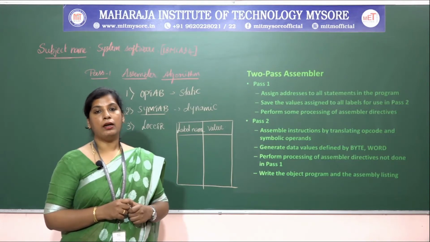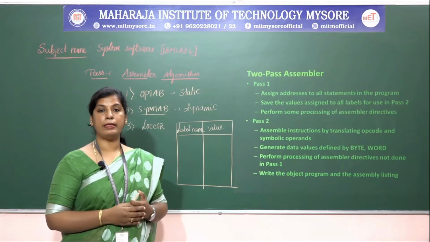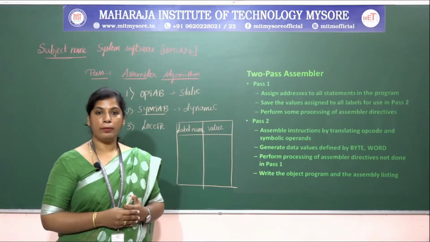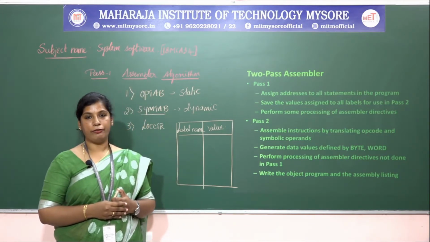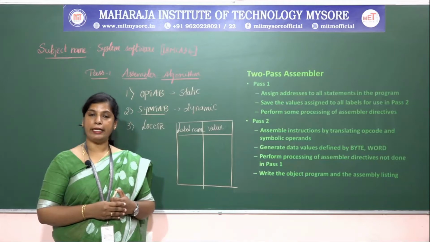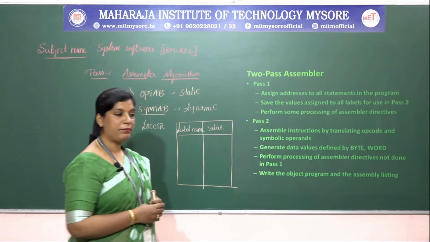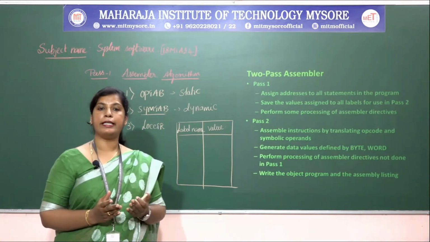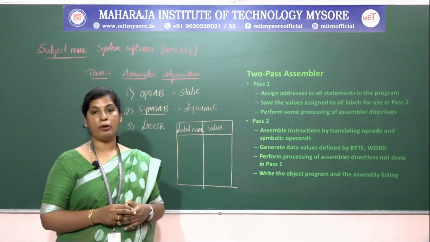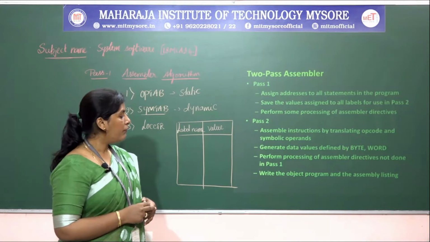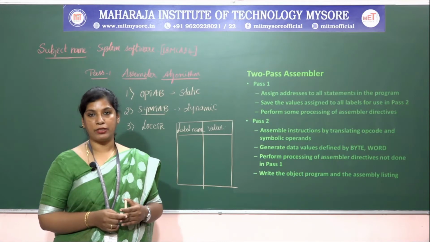As we know, there are different kinds of assembler directives. Object code is generated only for the constant values, that is BYTE and WORD. It does not generate any object code for RESB and RESW; for such assembler directives it does not generate any object code. Next, it performs the assembler directives which were not processed during pass 1. Finally, it writes the object code to the object file by using the listing line.